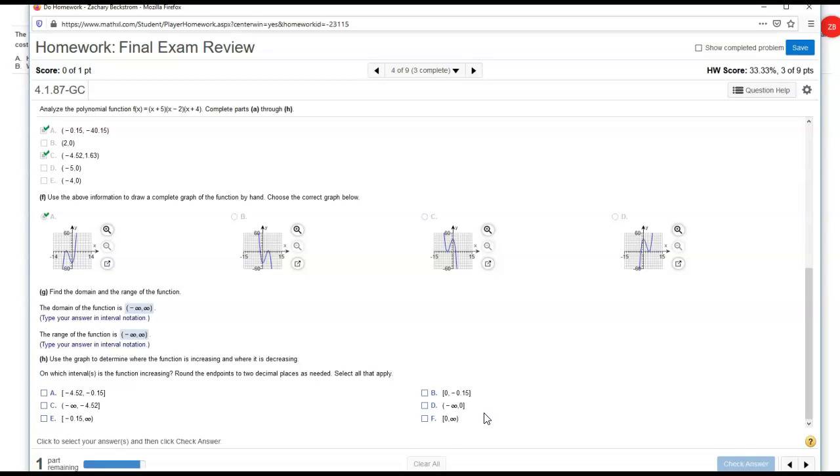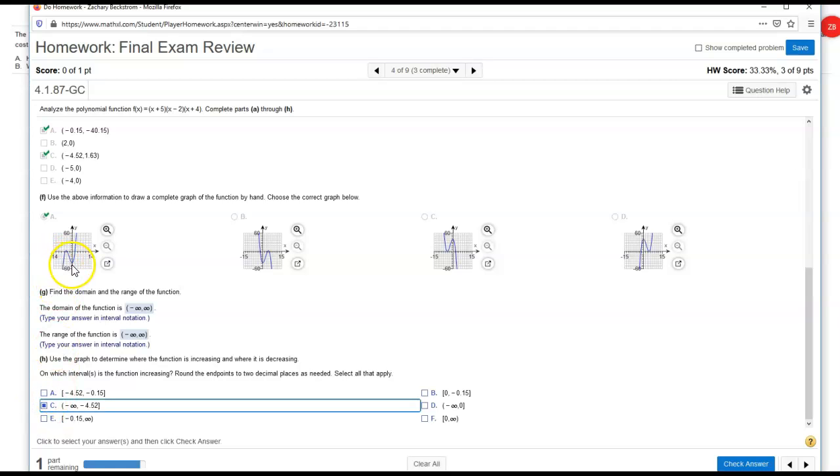And the final one says, use the graph to determine where the function is increasing and where it is decreasing. On which intervals is the function increasing? Round the endpoints to 2 decimal places as needed. We can get that information from looking at our turning points here. Starting from the left and moving right, this function is going up all the way until we get to that negative 4.52. So it's increasing from negative infinity to negative 4.52.